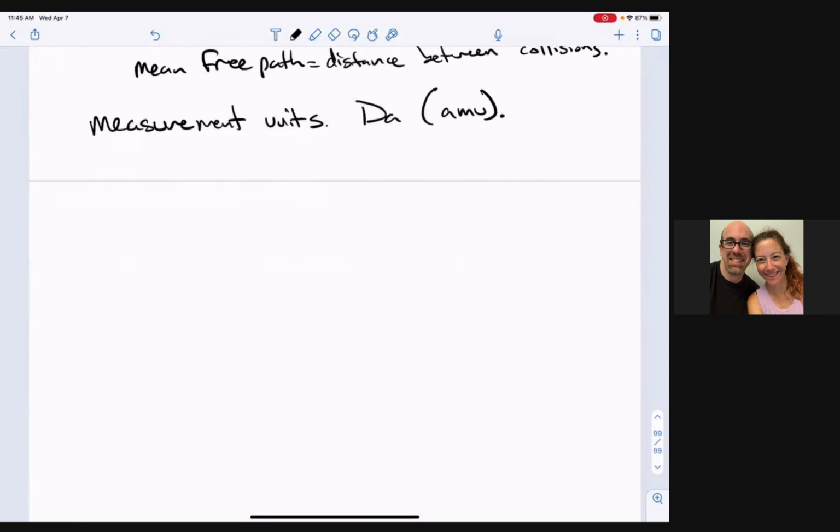So we use a Dalton as our unit, right? And we know that one Dalton equals one atomic mass unit that we taught you in Gen Chem, right? And that equals roughly 1.66 times 10 to the minus 24 grams, which is about 1/12 of a carbon-12 atom.